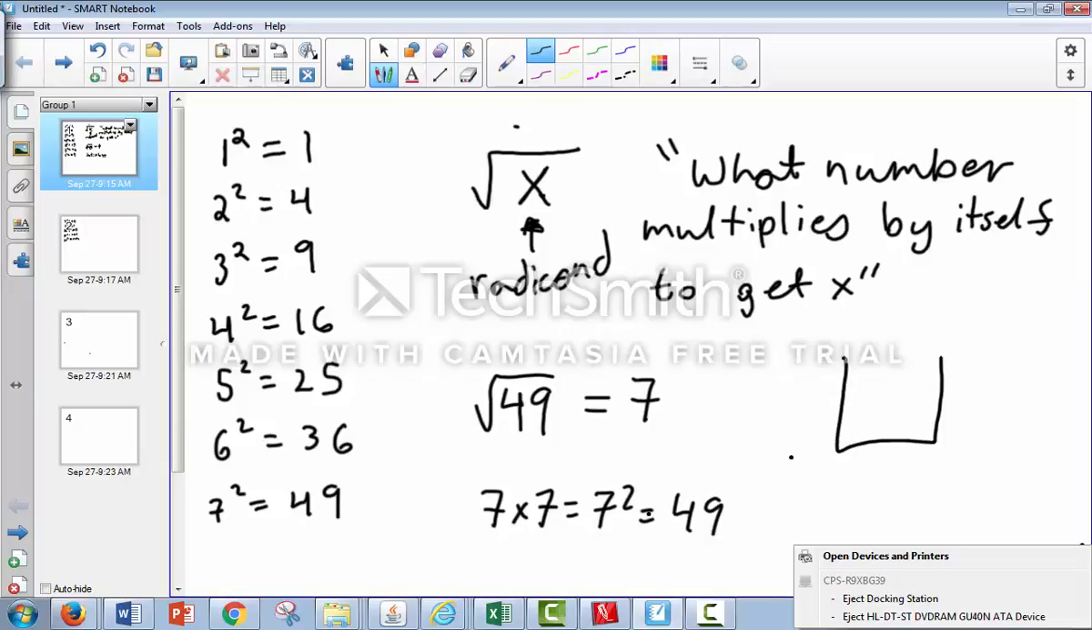If I have a square, pretend that's a perfect square, with area 49, each side is going to be 7, because 7 times 7 is 49. So the length of the side is 7, the square root of 49 is 7. Okay.